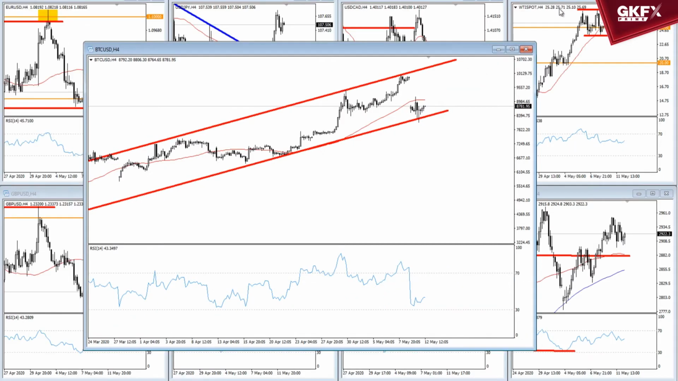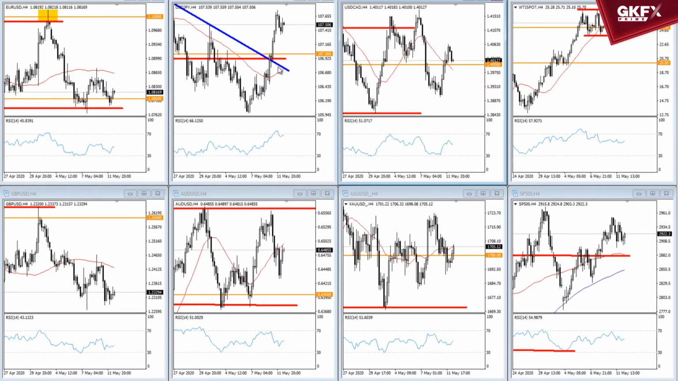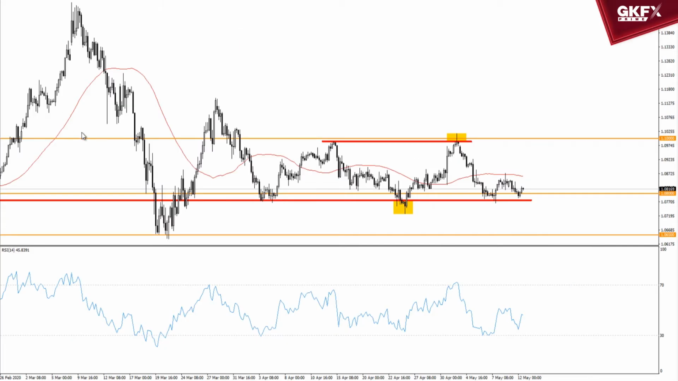So let's leave that one for now. I will switch gears to the currency market. Let's start with the euro dollar. So not a lot has changed in the good old euro chart. We are still clinging on to this 108 to 110 range.